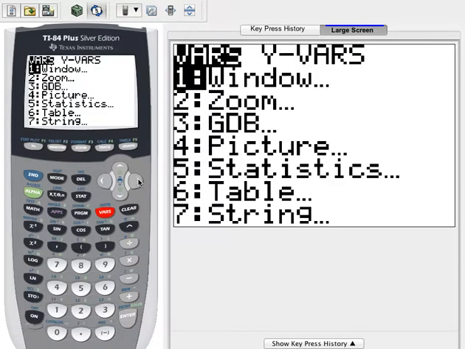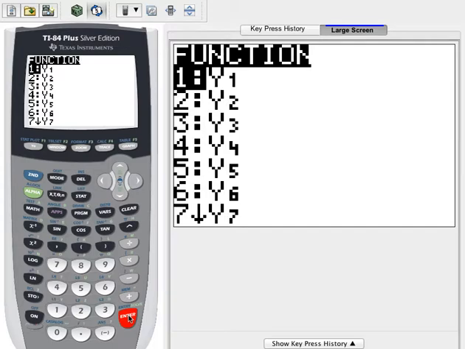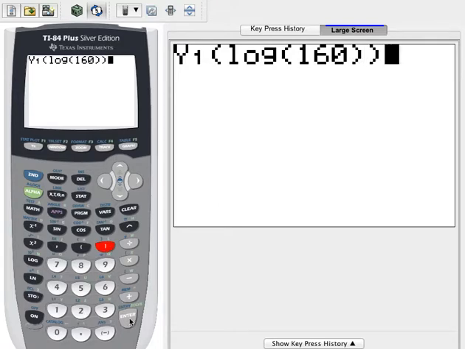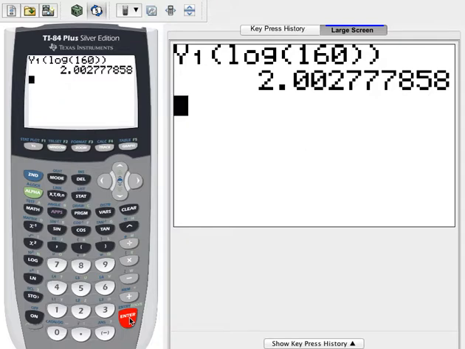Let's use our equation to predict. Remember, it's stored in Y1. Also remember that in the linearized power model, we don't put x into the equation. We put the log of x. So let's take, for example, the log of 160 meters. And we hit enter. So our output is the log of y.